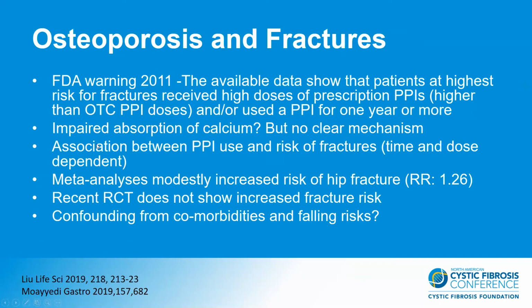But there is some data that there is an association between PPI use and risk of fractures, which is time and dose dependent. Again, the meta-analyses showed moderately increased risk of hip fracture, not osteoporosis, with a relative risk of 1.26, but a recent randomized controlled trial does not show increased fracture risk, and confounding comorbidities and falling risks are thought to play a role in this divergent data.